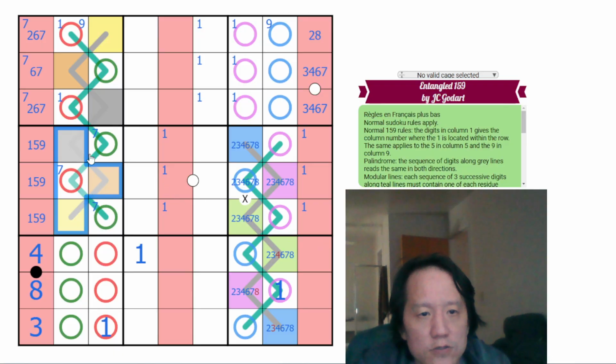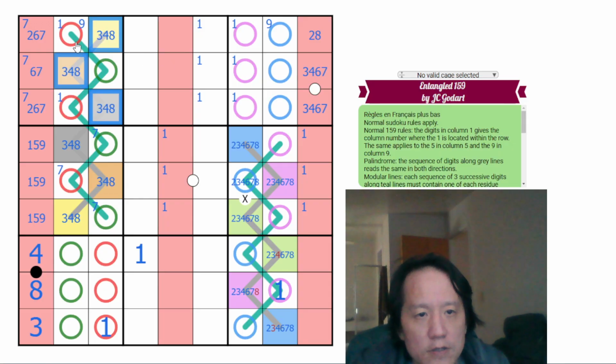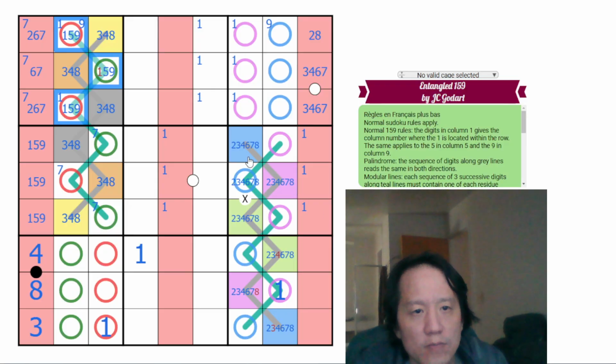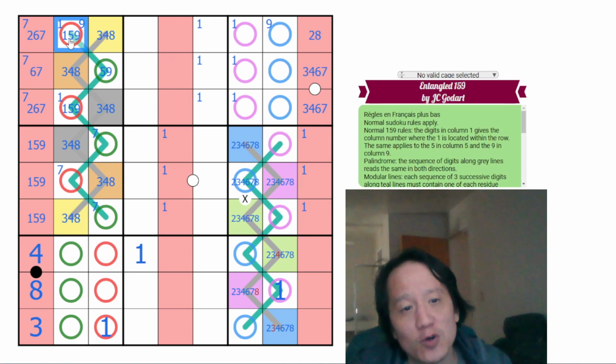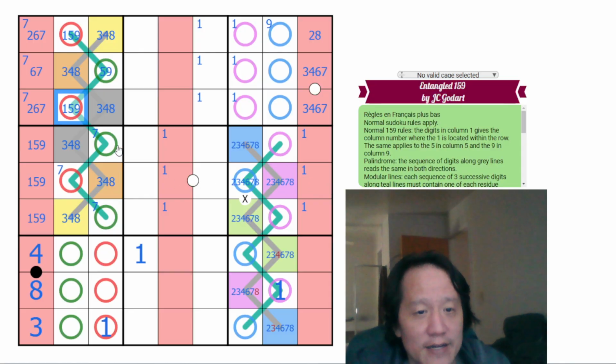These 3 are 3, 4, and 8, as are these. This is 1, 5, 9. So this can't be 1. This is 5 or 9. Dear viewer who tells me I should be using the corner, I hate cleaning these up. I just have to essentially delete stuff and then type in 159, but, you know, that's what it takes.